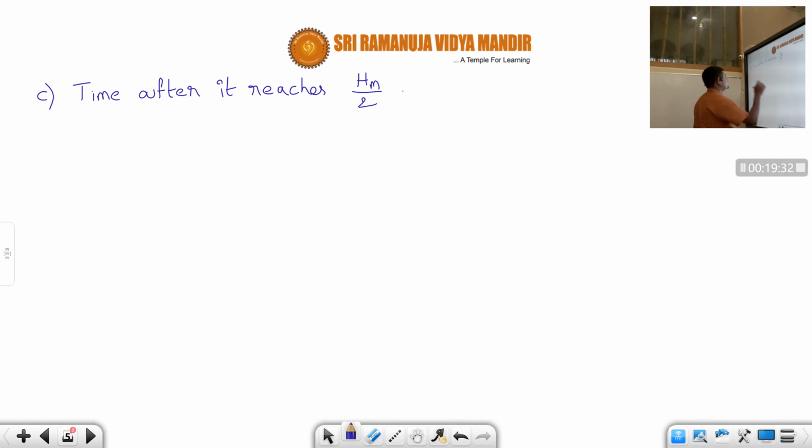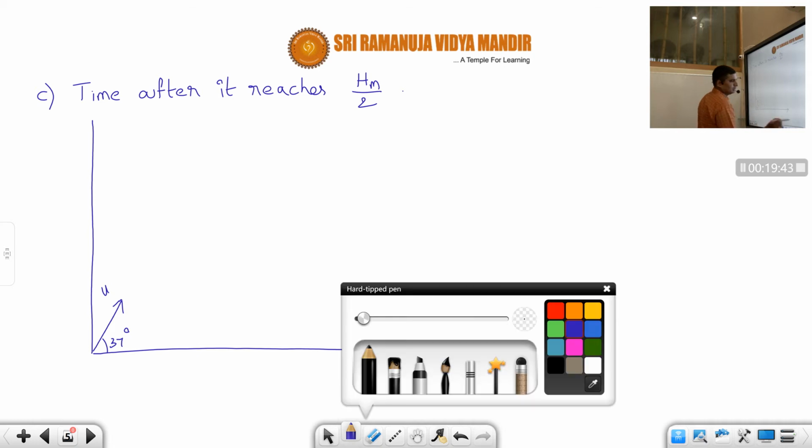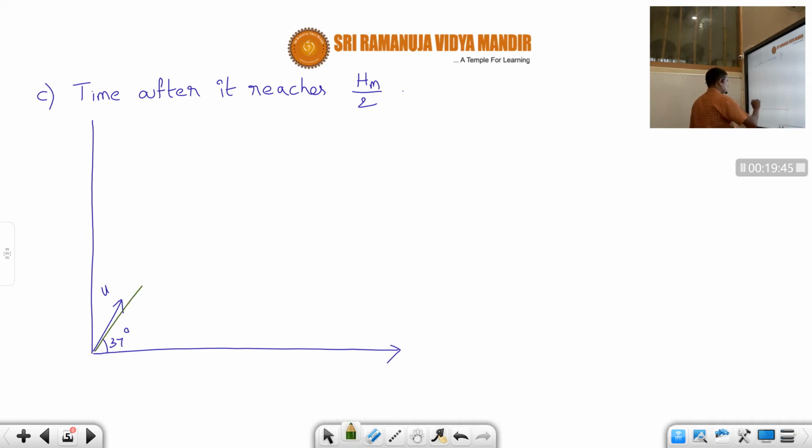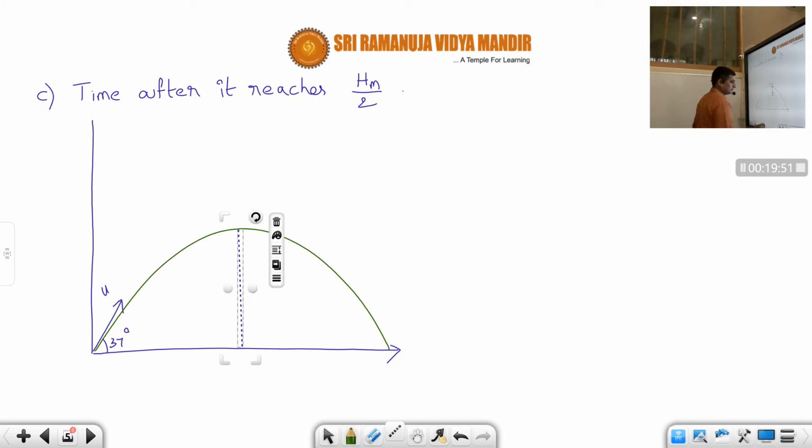So these are all very, very important questions. Okay. Let us say this is the projectile. This is projected with u and at an angle of 37 degrees. Okay. Now it is going in a projectile path like this. Okay. Now this is called maximum height. How much is this maximum height?